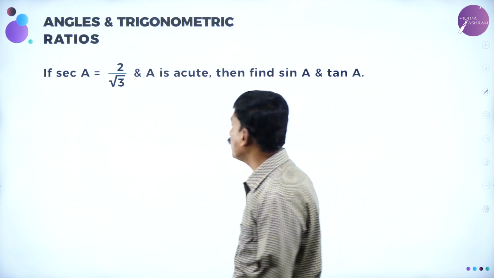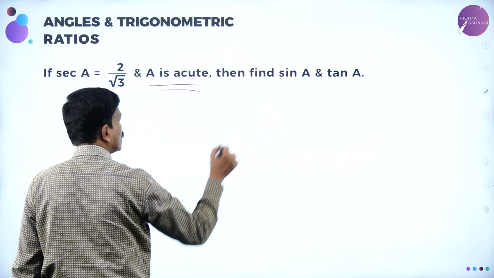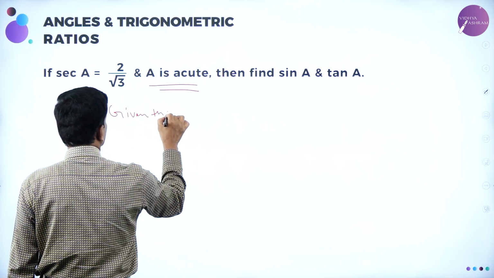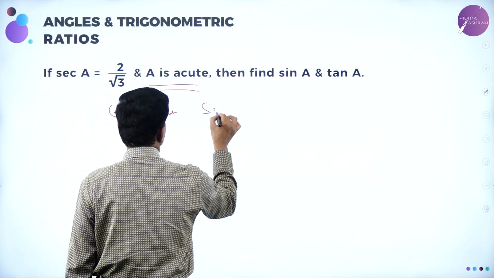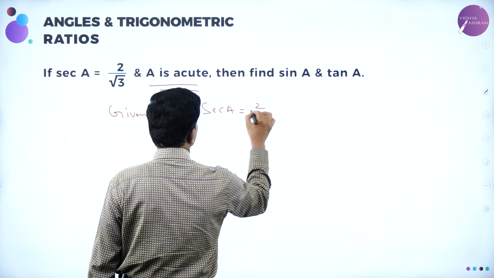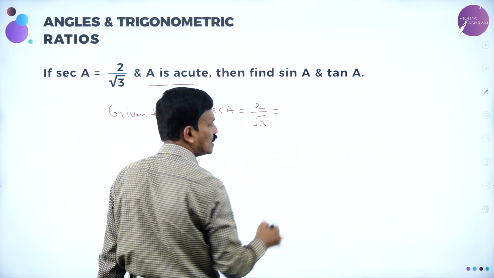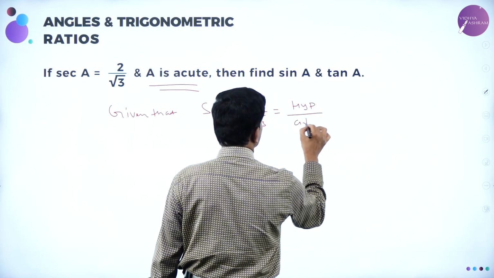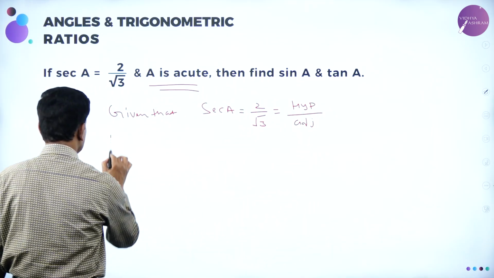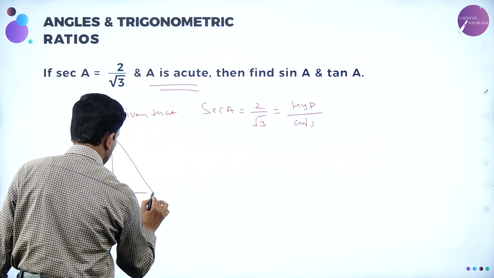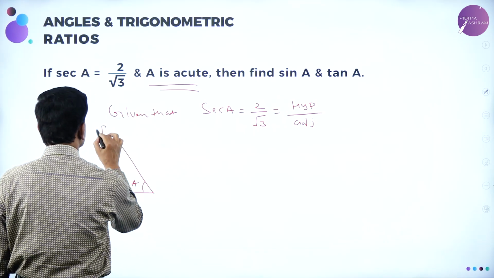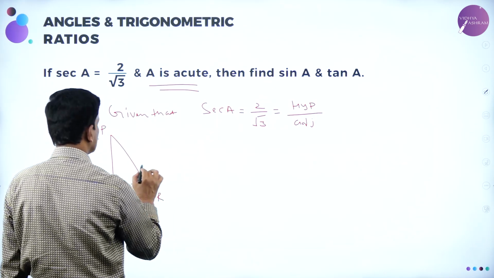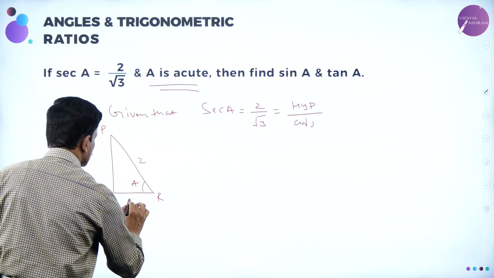Secant A is equal to 2 by root 3. If A is an acute angle, then find sin A and tan A. What is given? Given that secant of A is equal to 2 by root 3. What is secant theta in terms of sides? Hypotenuse divided by adjacent side. Now let us consider this is the triangle. Let us call it, this is angle A, this is PQR. Now what is secant A? Secant A, this is hypotenuse and adjacent is root 3.